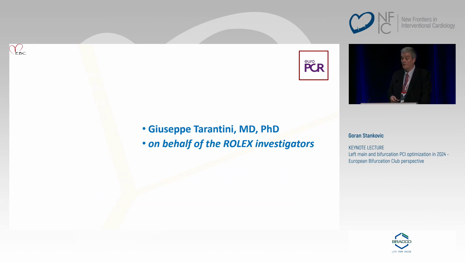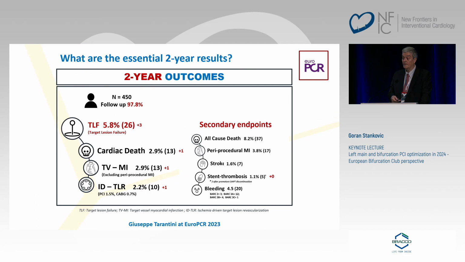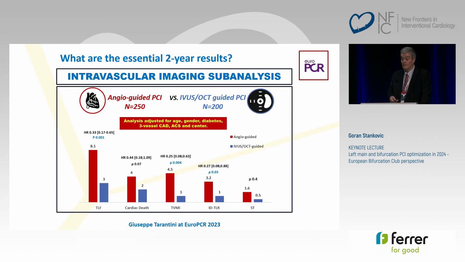And Giuseppe Tarantini also presented 2-year outcome of the Rolex registry, and in the Rolex registry you see that at 2 years of follow-up, target lesion failure rate was extremely low, only 5.8%, with only 3 new events compared to 1 year of follow-up. So if you follow the steps of provisional, you don't need to decide in advance whether you need 1 or 2 stent strategy. You go progressively, and approximately 1/4 or 1/5 of patients in the left main may need a second stent as part of the provisional strategy.